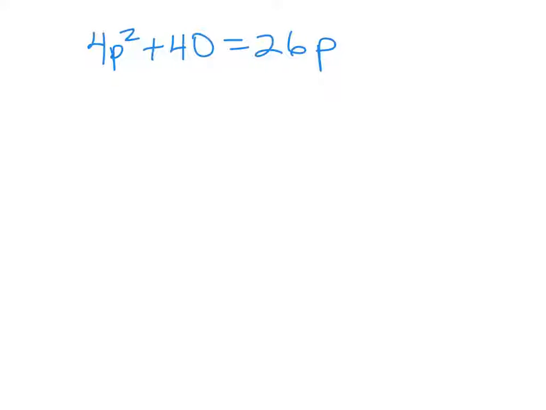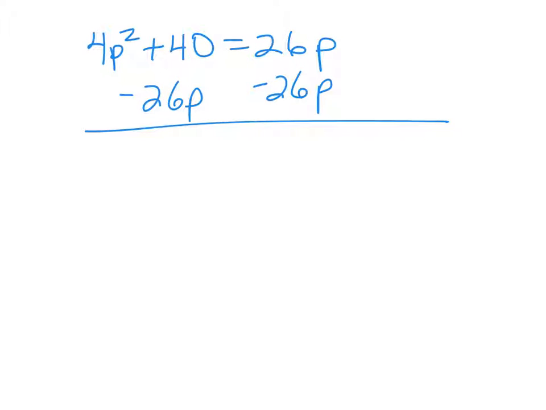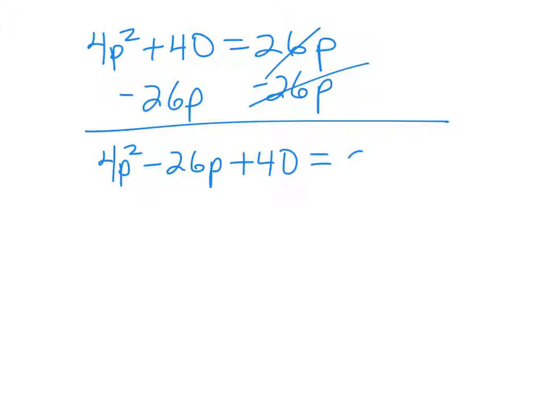Okay, and if it's a quadratic equation, the first thing we want to do is get a 0 on one side. So subtract 26p from both sides. And when you write the left side, make sure you put it in descending order. So we're going to put the 4p squared first, then the minus 26p, then the plus 40. And on the right side, it all cancels, so we get our 0 that we need.